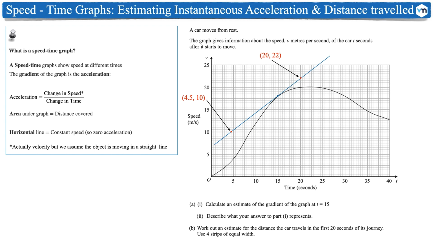So the points I've chosen are (4.5, 10) and (20, 22). Therefore the gradient of the speed time graph, which is going to give acceleration, is equal to 22 minus 10, that's the difference in the y coordinates, over 20 minus 4.5, that's the difference in the x coordinates. And this equals 12 over 15.5, which equals 0.77 meters per second squared. And for A part 2, this represents the acceleration of the car.